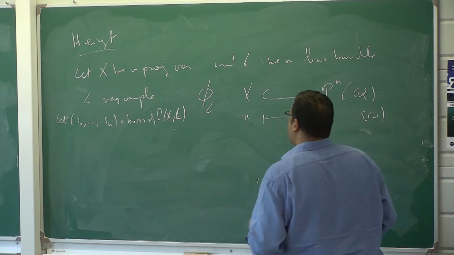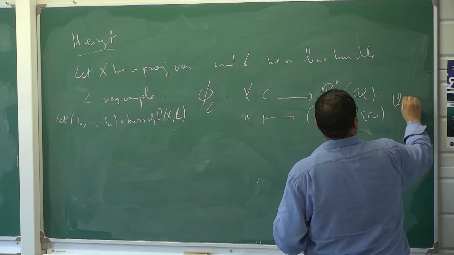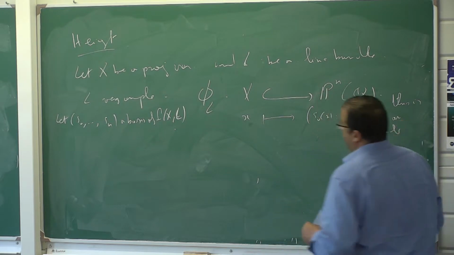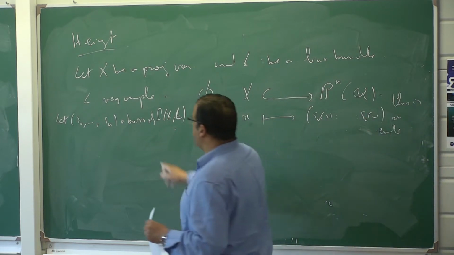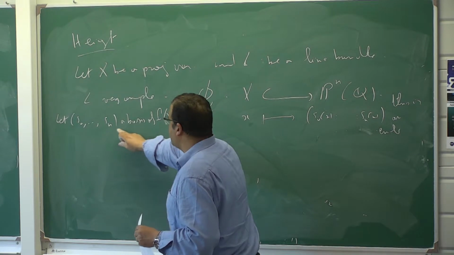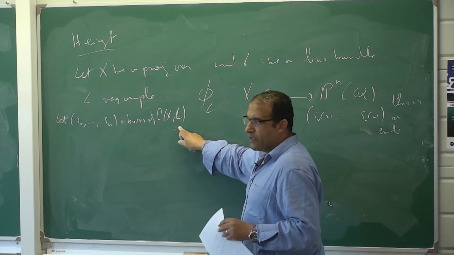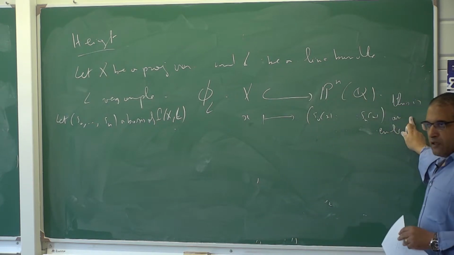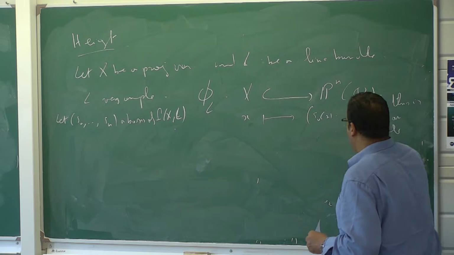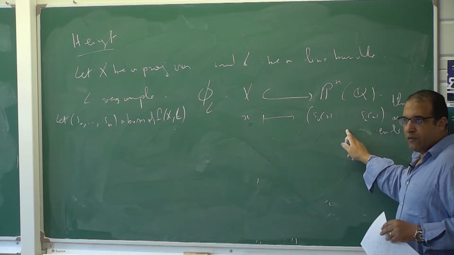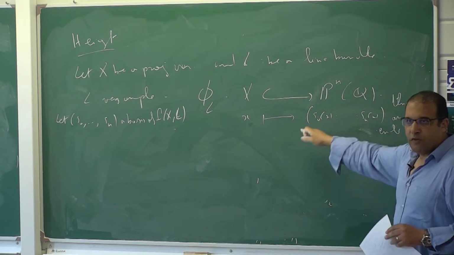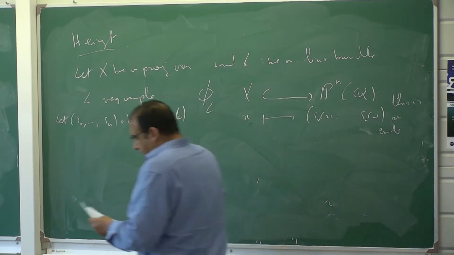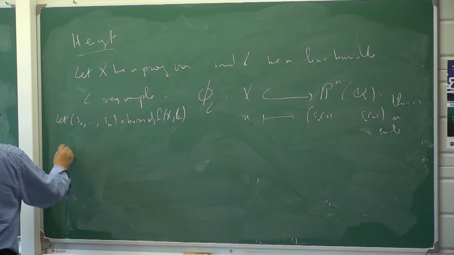This is an embedding. So if L is very ample, you have just to choose a basis of the set of global sections and use this set to construct your embedding. I explained the meaning of this before, for example, if you have to choose a cover and so on.